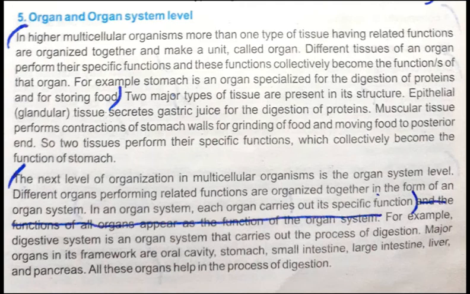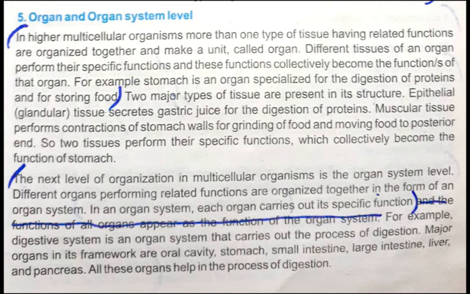Now we will take the example of a digestive system. Digestive system is an organ system. एक organ system है that carries out the process of digestion. Major organs in its framework. Okay students, जो major organs आते हैं इस system को form करने में, वो कौन कौन से हैं? Oral cavity, that is called your mouth. Stomach, after the stomach there is small intestine, and after small intestine there is large intestine, liver and pancreas. All these organs help in the process of digestion.